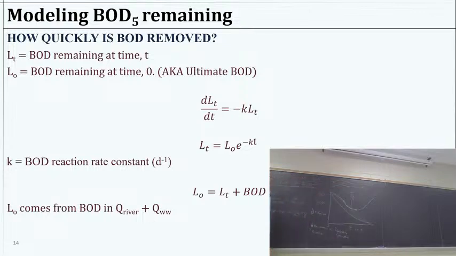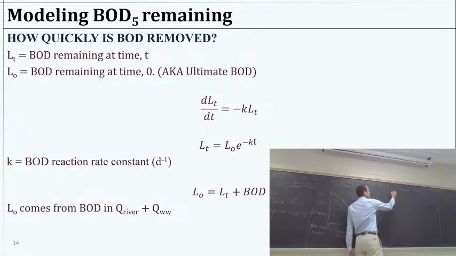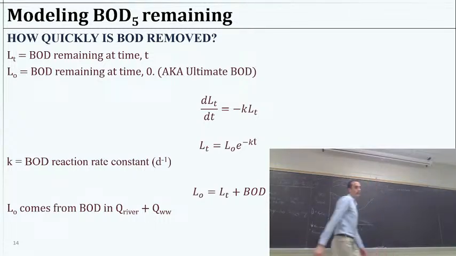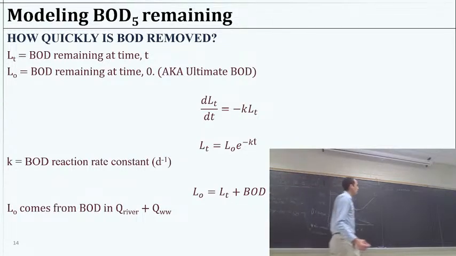All right, so we need a couple things here, and I'm going to start by defining one more term that relates to the substrate, and that is the amount of substrate remaining. We're going to call this L. We'll say L is substrate remaining. And we could say L at time t, or L of t, is substrate remaining at some particular time downstream, or distance.